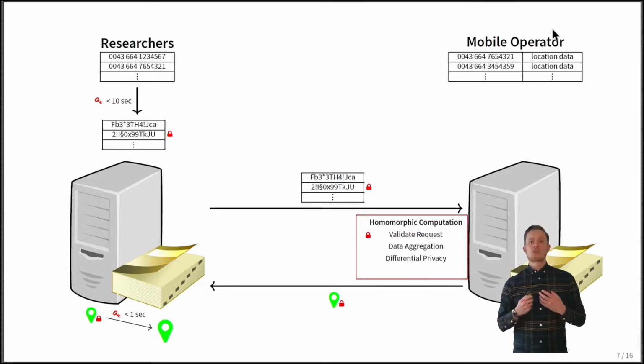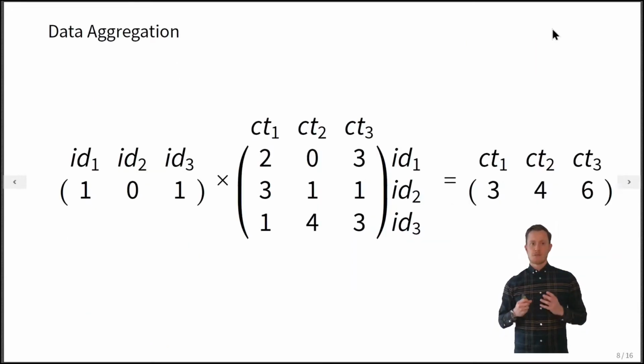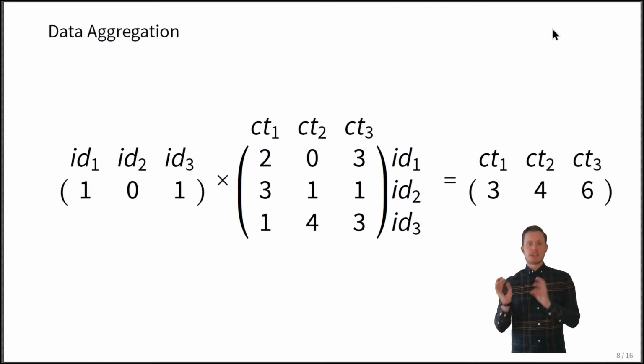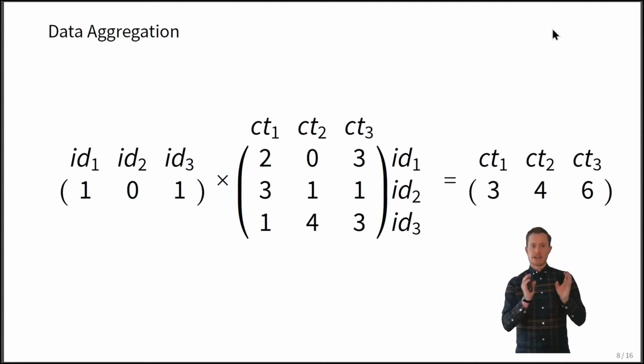Now we're going to look into more detail in these 3 steps. First, the data aggregation, the core of the protocol, where we build the heat map. And this is essentially a vector matrix multiplication. On the left you see the vector with the identities. A 1 means this individual is infected, a 0 means it is not.